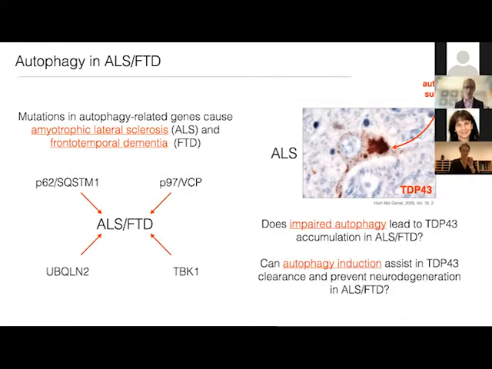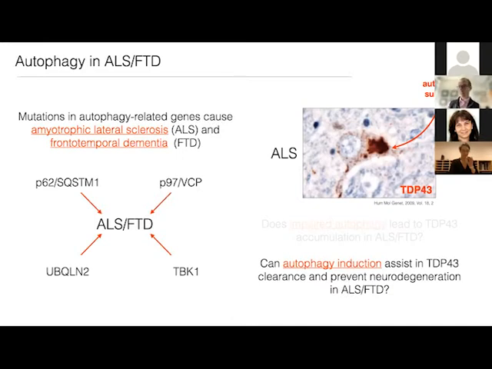One of them is, does impaired autophagy lead to TDP accumulation and neurodegeneration in ALS and FTD? And the second one is sort of the reverse of that. Can we turn on autophagy and clear TDP and prevent neurodegeneration? And for the purposes, at least, of today's talk, I'm going to be focusing on this second question.